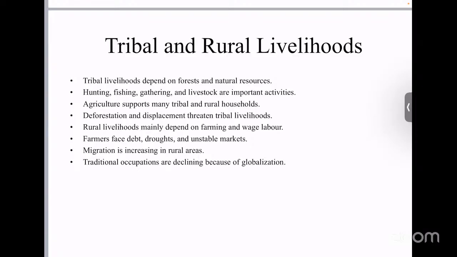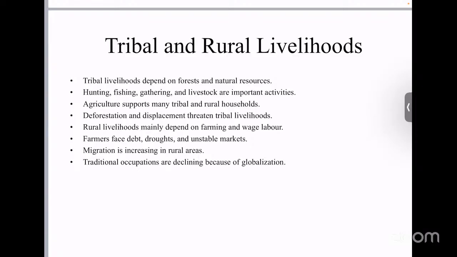Rural livelihoods mainly depend on agriculture and allied activities. Farmers, agricultural laborers, livestock rearers, artisans, fishermen, and small traders form the backbone of rural economies. Agriculture continues to support millions of households directly and indirectly.